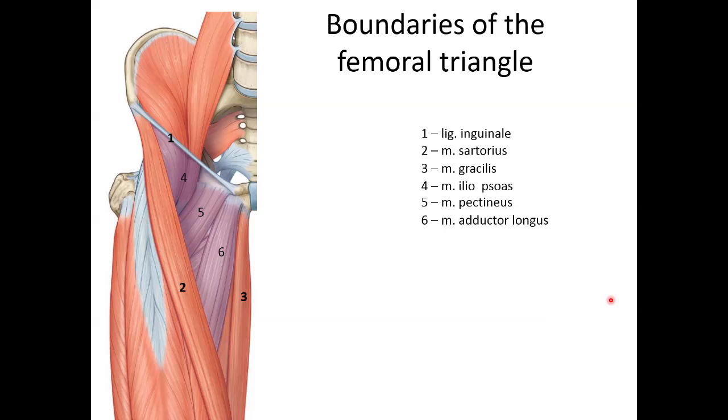So now we know the muscles which are located inside the femoral triangle. And let's remember other muscles in this picture. Number 7, what is it? It's musculus iliacus. Number 8, what is it? Musculus psoas major. Here it is.